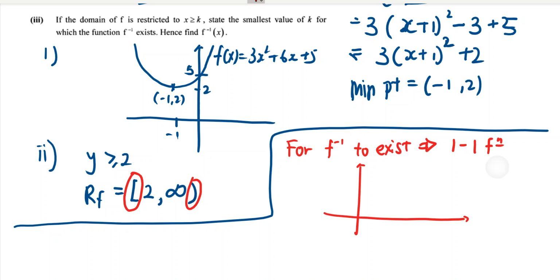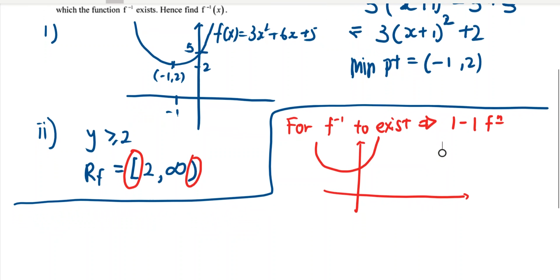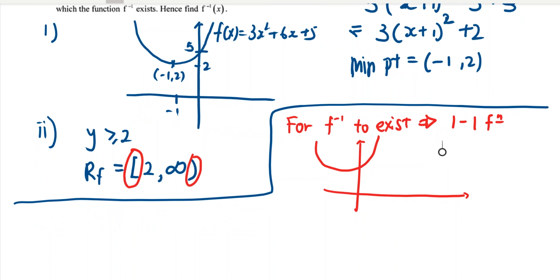Now just now, or rather over here, what we have is this graph. This graph is not a one-to-one function because when I draw a line like that, you will have 2 answers. When I draw a line, I have 2 answers. When I draw a line like that, I have 1 answer.